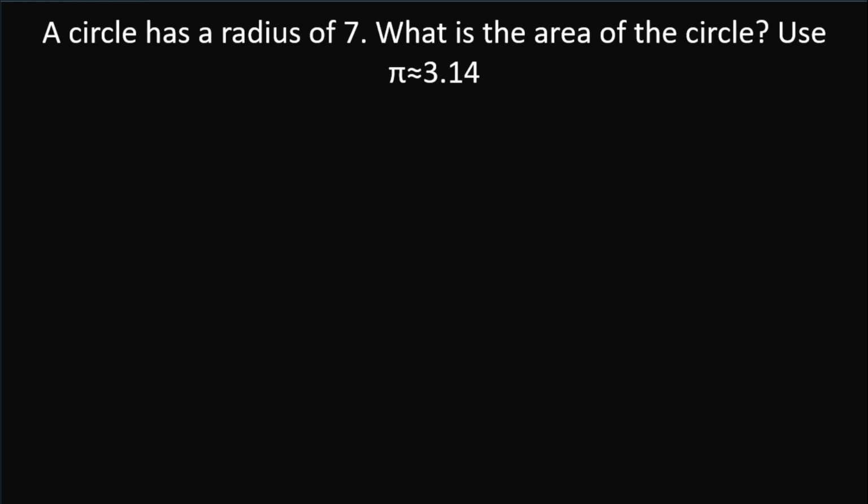Now come to another problem. A circle has a radius of 7, so r equals 7. We need to find the area of the circle. The formula 2 pi r is the perimeter.